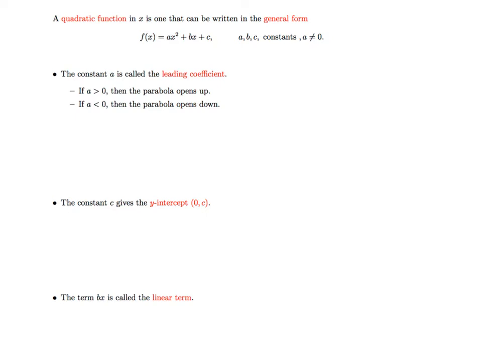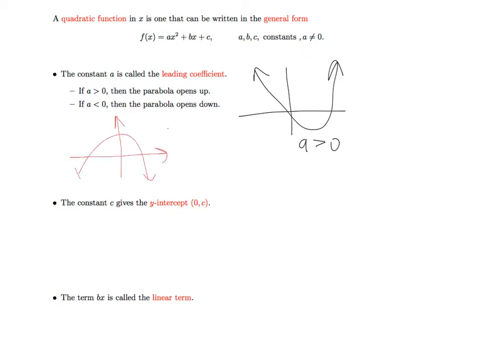So the constant a, that's what we call the leading coefficient, and when a is positive, we get a parabola which opens upward. This would be corresponding to a being positive. This opens up. And on the other hand, when a is negative, now the parabola flips upside down, and in this case it opens down. So that's what we mean by open up and down.